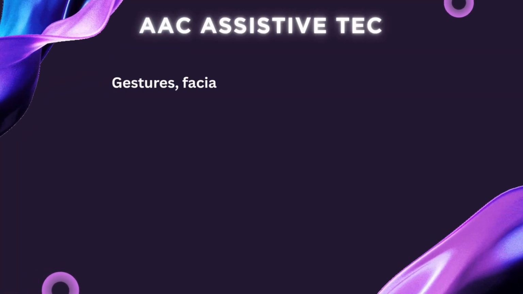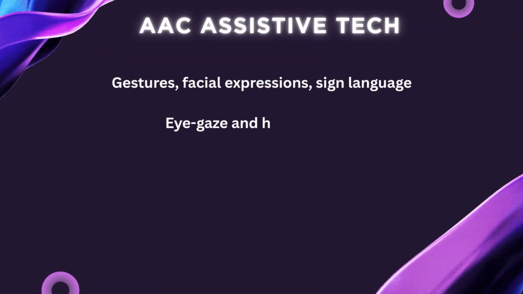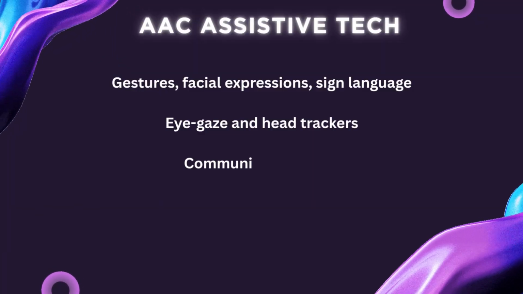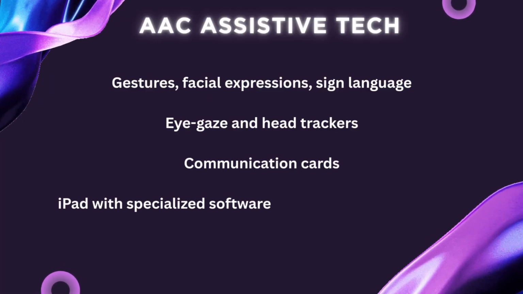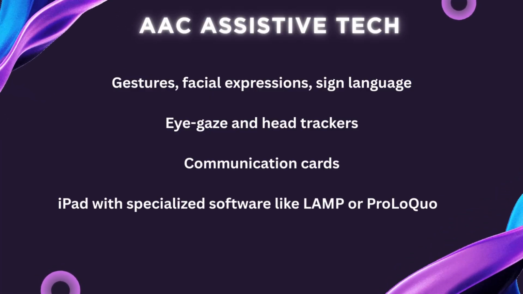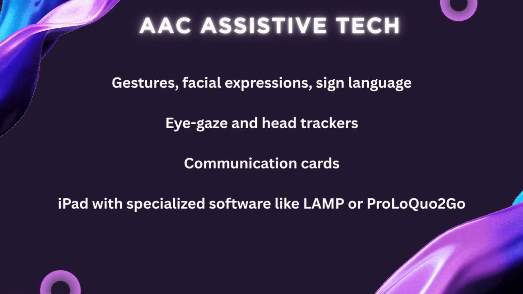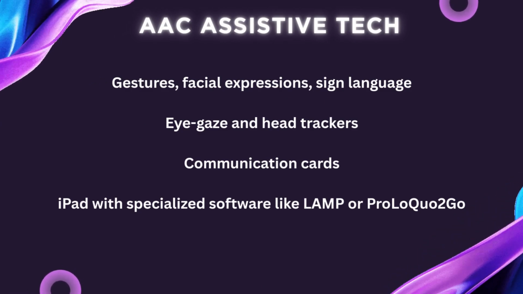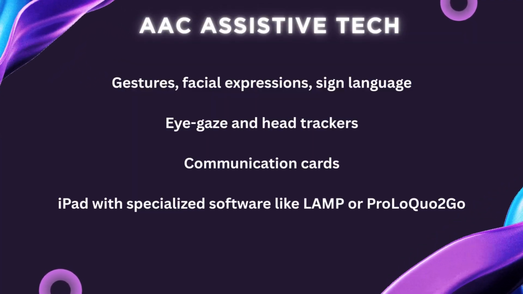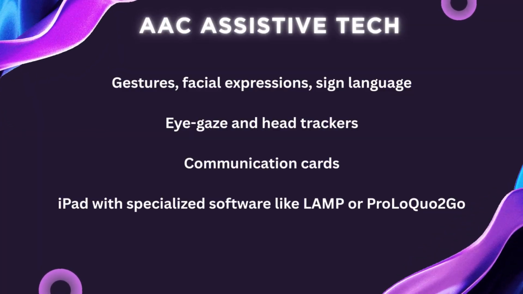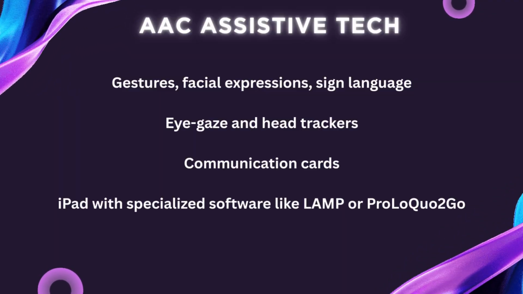Now, just like when we were talking about the different examples of assistive technology tools in the different types, we did want to include some AAC tools that are also considered assistive technology. These can include things like gestures, facial expressions, sign language, eye gaze and head tracking systems for computers, communication picture cards like those PECS cards or other communication boards, and then iPads with specialized AAC apps that can talk for children like LAMP or Proloquo2Go. Everything here depends on the student's abilities, needs, and communication goals.